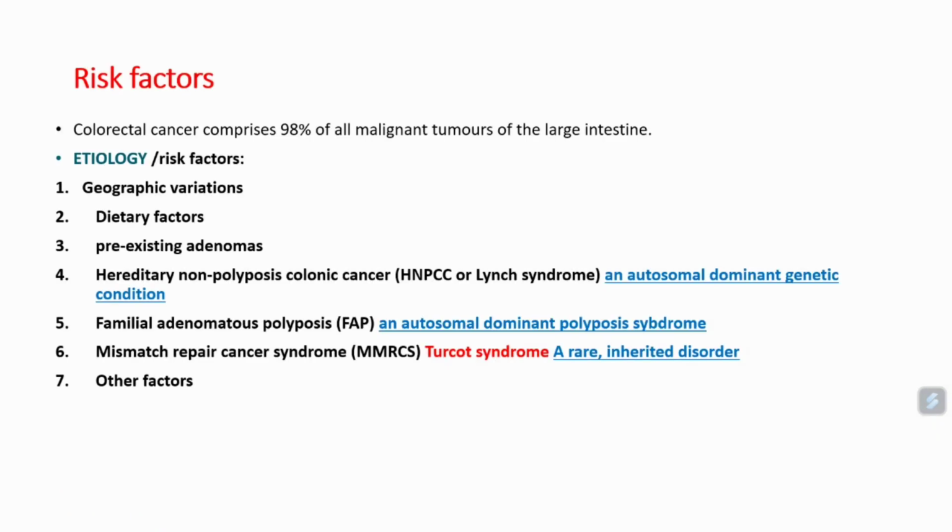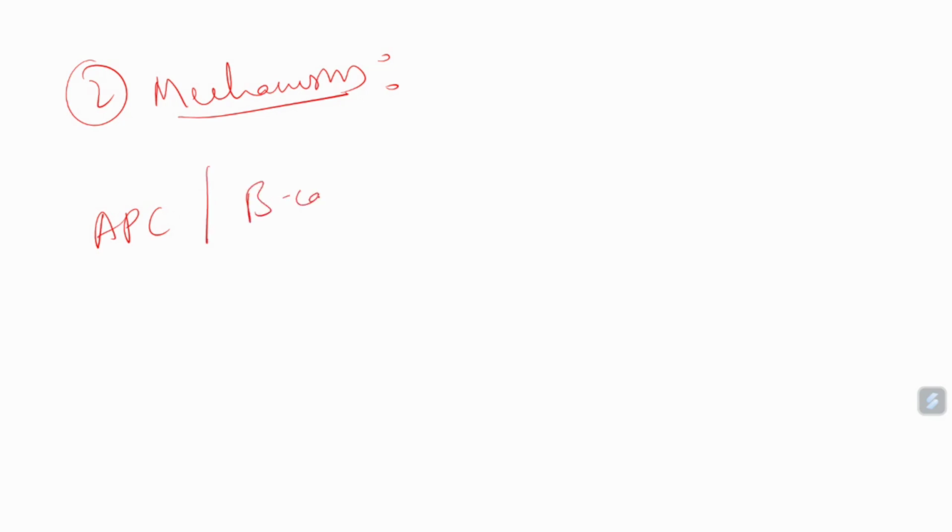Actually, in the previous class, what I explained is that we have two main mechanisms in development of colorectal cancer. In that, the first mechanism is the APC beta catenin mechanism.